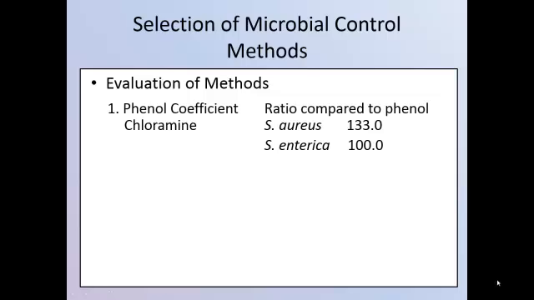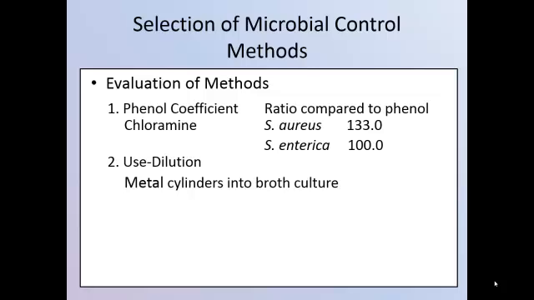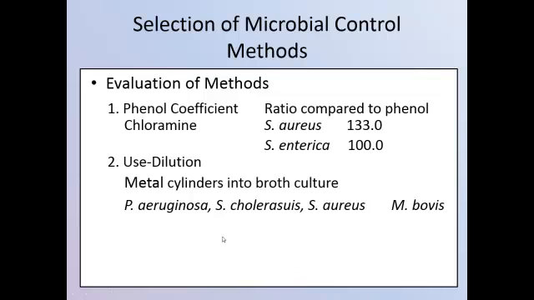The next method of evaluation of chemical control methods is the use dilution test, and this is the most common test used in the United States. So what we do is we take metal cylinders that are sterile, we call them penny cylinders, and we put it into a broth culture of standard test organisms. So we have 2 gram negatives, 1 gram positive, and lately they've been kicking in an acid fast. Sometimes they'll include a fungus too. Depends upon what use they're testing it for.